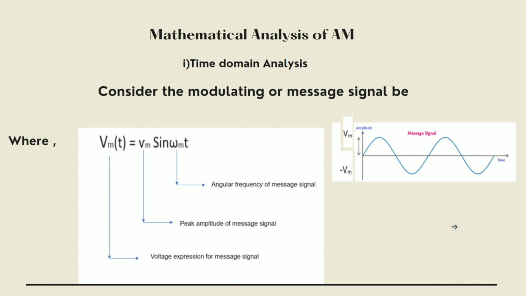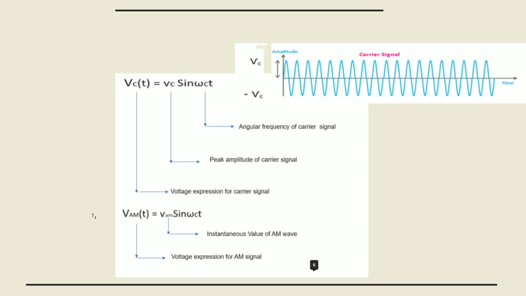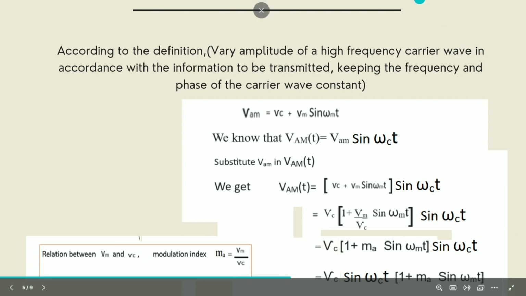Coming to the detailed analysis of the amplitude modulated wave, it is the mathematical representation, or mathematical analysis, of AM. Under this analysis, there are two domain analyses. One is time domain, another one is frequency domain analysis. Under the time domain analysis, we have these assumptions: one is a message signal, another one is a carrier signal, and another one is the amplitude modulated signal.